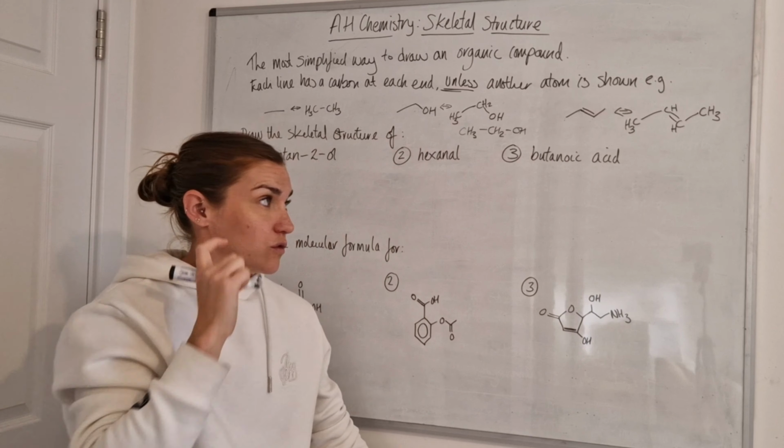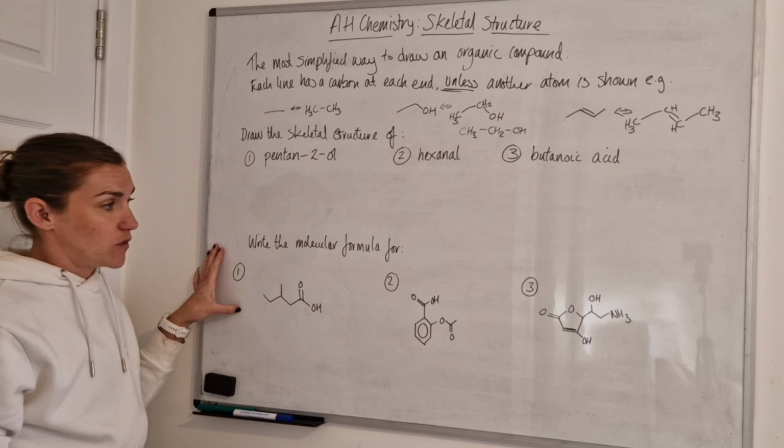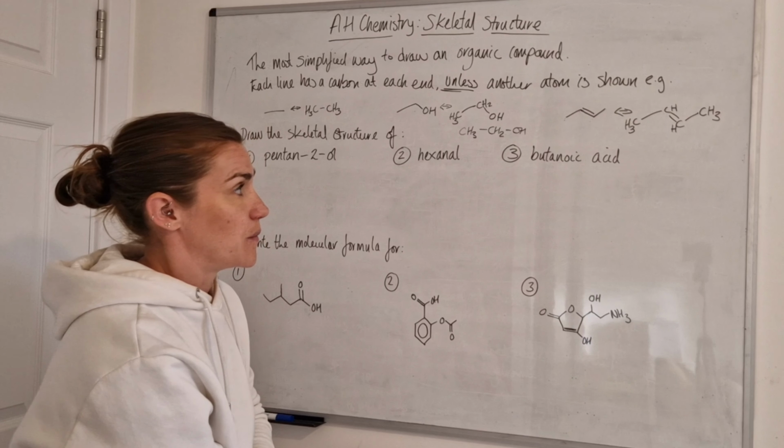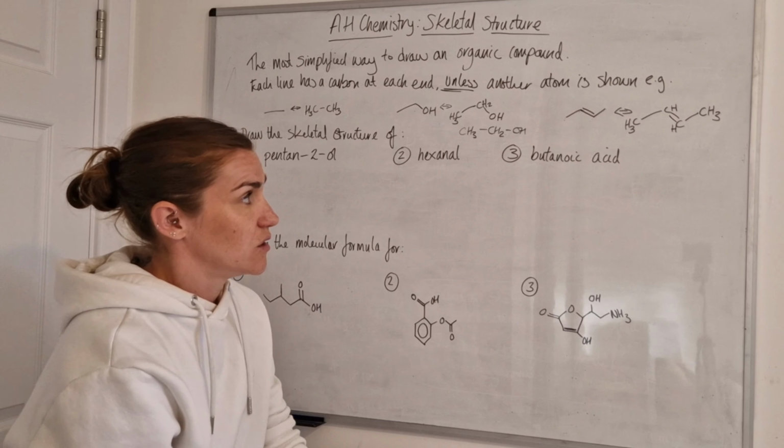That's not something you're asked to do very often. Most of the time you're either asked to draw a skeletal structure of a molecule from its name, or write the molecular formula for a molecule having been given the skeletal structure. So we're going to do some examples of both of those skills, and then hopefully you'll be able to go and try some in an SQA past paper and get them all right.